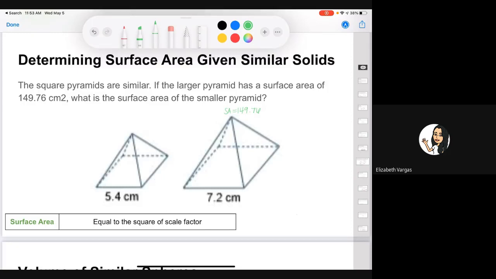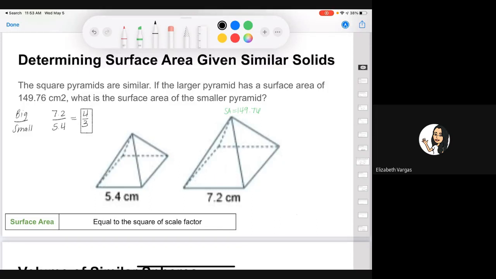Okay, well, what we know is that we can go ahead and determine our scale factor. So our scale factor compares the parts. It compares big to small. That's the first thing we want to do. We want to find our scale factor, because if we find our scale factor, we can square it and find out what our surface area scale factor is. So my big one, 7.2 divided by 5.4. That is equal to 4 over 3. So my scale factor is 4 over 3.